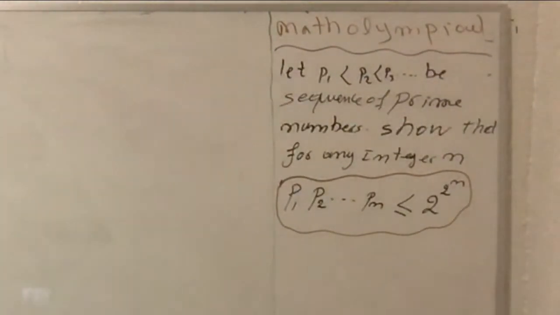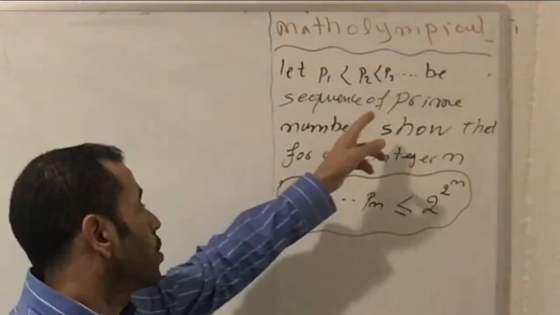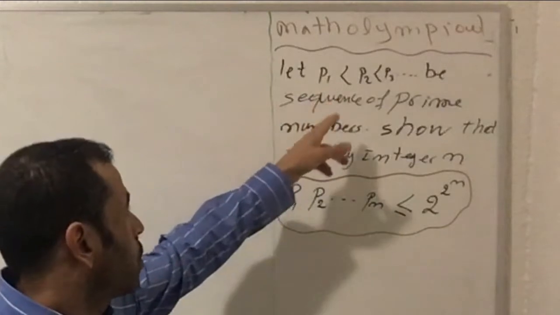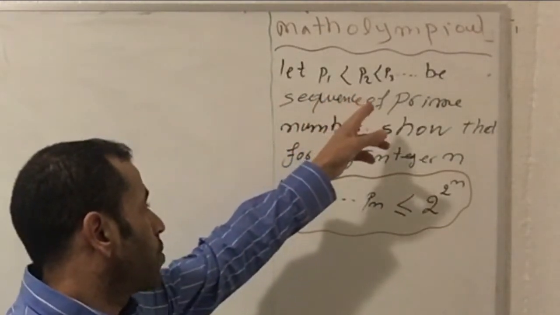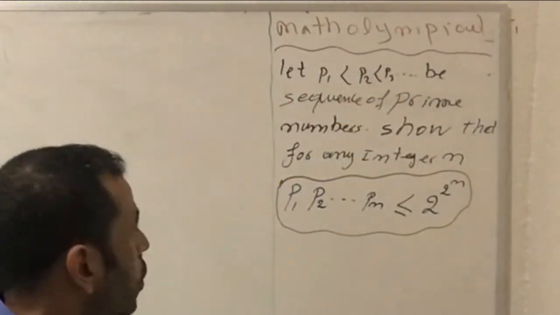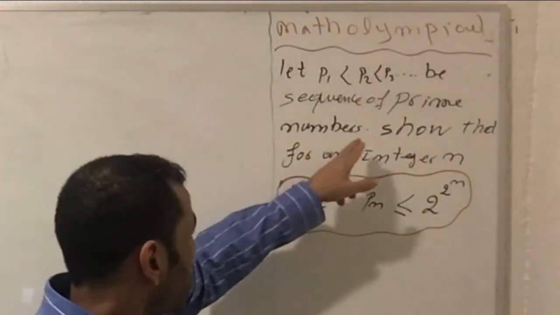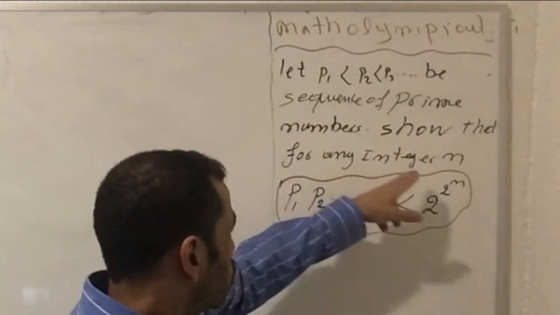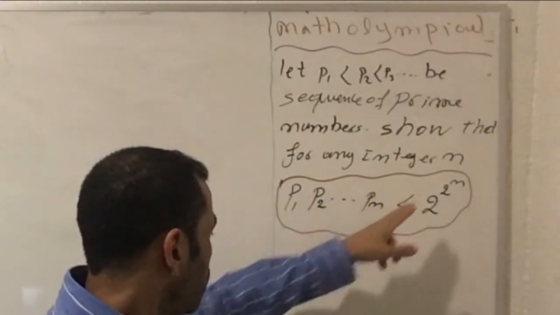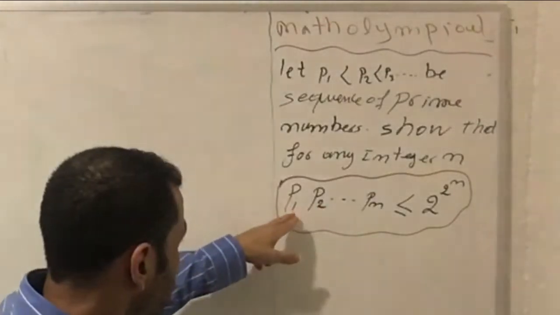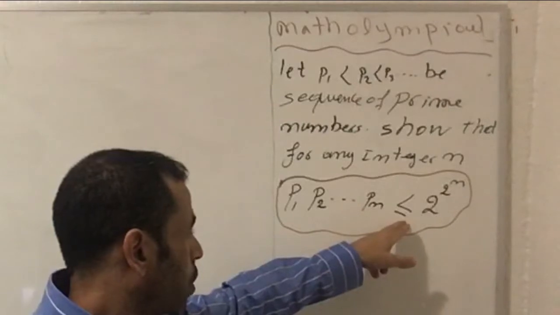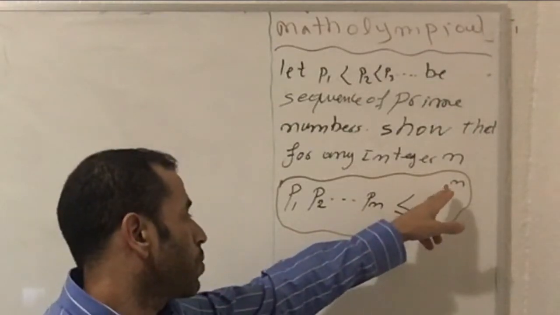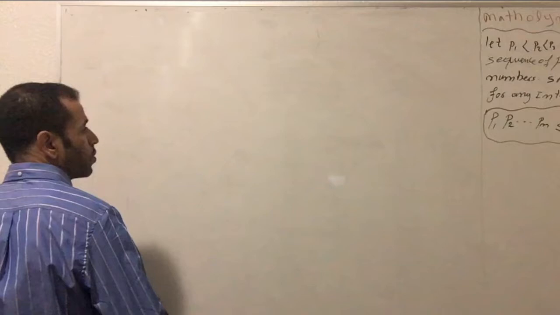In today's video, I'm going to look at a very interesting problem from a Math Olympiad. Let P1 < P2 < P3 and so on be a sequence of prime numbers. The question shows that for any integer n, we have the product P1 through Pn less than or equal to 2 to the power 2^n. Let's start solving this problem now.